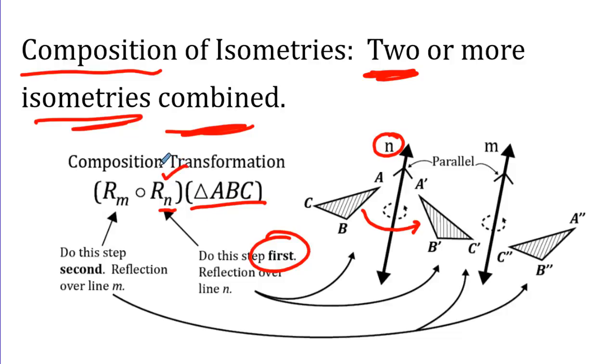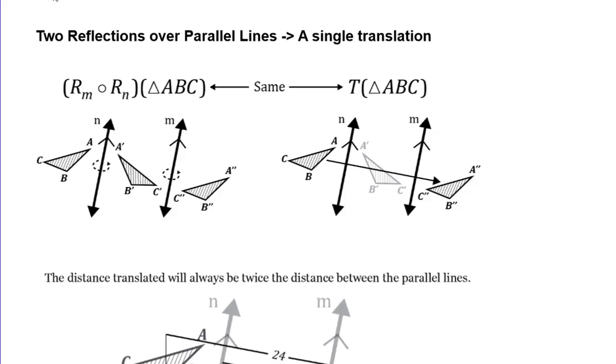Then in the composition, you go to this one now. So that's the second one that you're going to do. Reflection over line M. So here's line M, and we're taking A'B'C' from the first reflection, bam, over that line, creating A''B''C''. Okay, so that's what a composition transformation looks like, and that's how you do it. This one first, that one second.